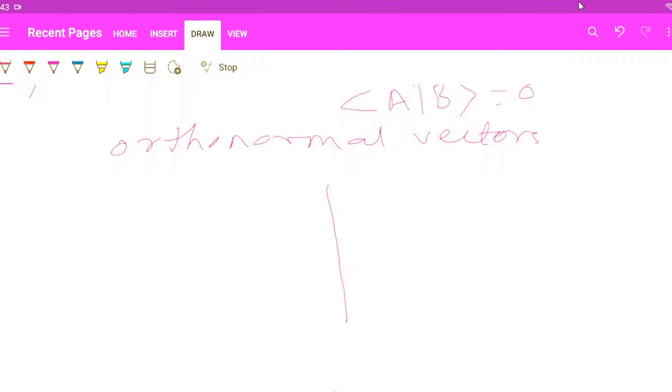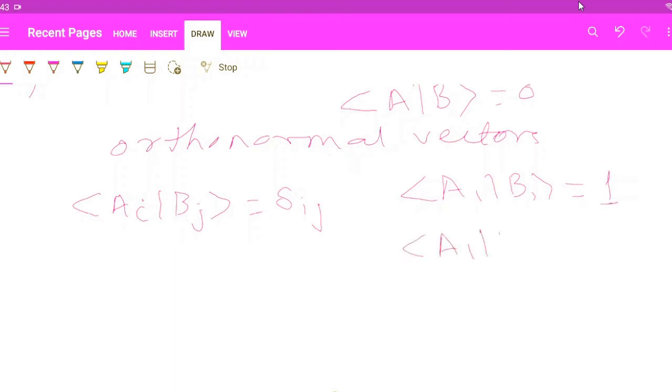So if I have a set of orthonormal vectors, then I will have Ai dot Bj is equal to delta ij, where delta ij is the Kronecker delta function. Delta ij is equal to 1 if i is equal to j, otherwise it is 0. So it will give me 1 if and only if I have something like A1, B1, this will be equal to 1. And if I have something like A1, B2, it will be equal to 0.